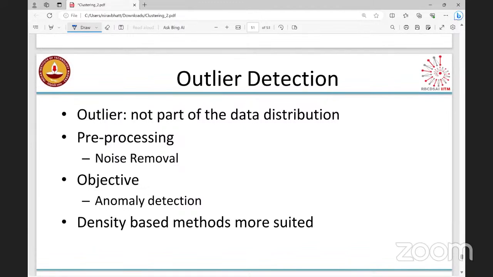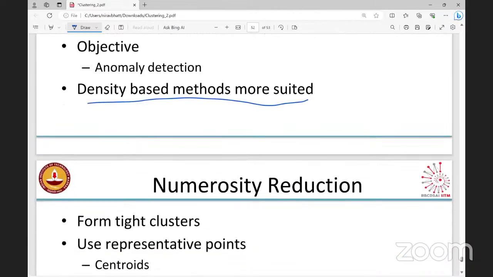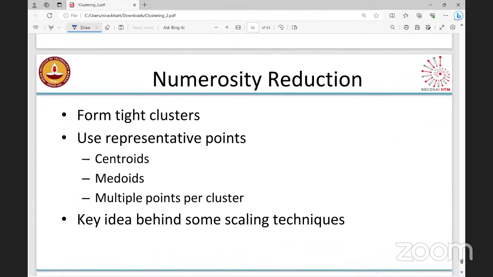Sometimes clustering can be used to detect outliers. So it can be used for pre-processing and noise removal. For anomaly detection, you can use it. In those cases, density-based clustering is widely used as one of the tools. Numerosity reduction, if you want to do it, which basically allows you to get tighter clusters, we can use centroid, medoid, and multiple points per cluster to do that kind of analysis.